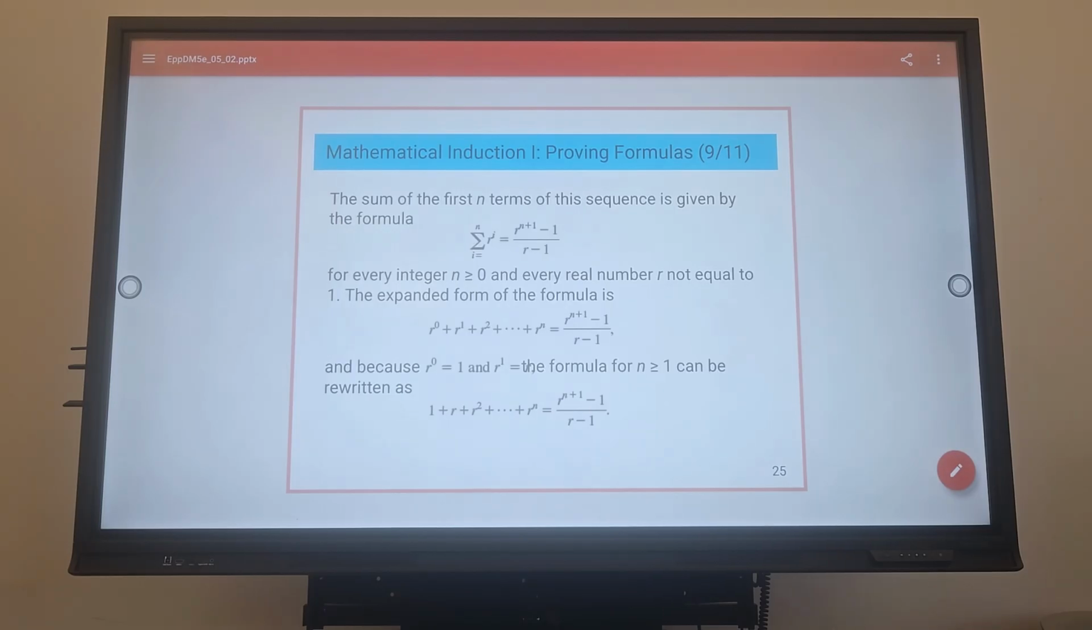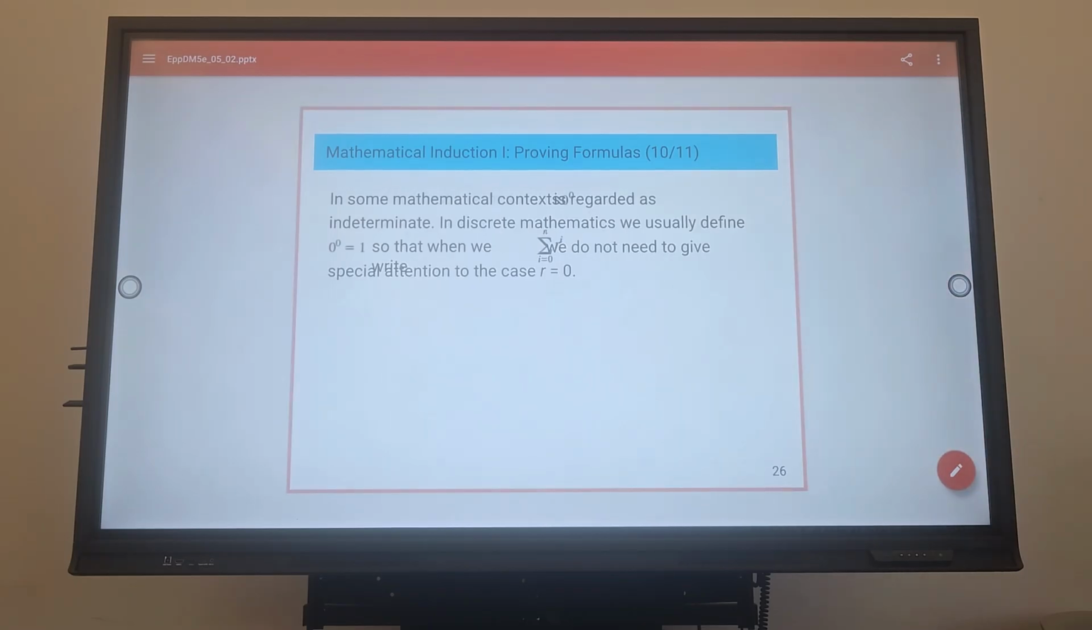So, in some mathematical contexts, 0 to the 0 is regarded as indeterminate. In discrete mathematics, we usually define 0 to the 0th power as equal to 1, so that when we do the summation, we do not need to give special attention to the case r equals 0.